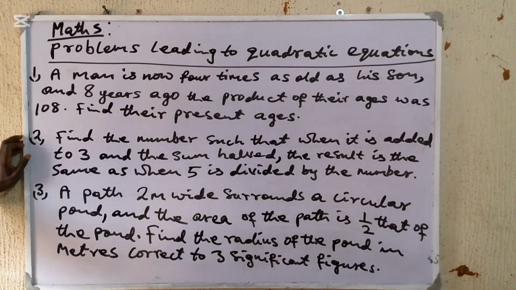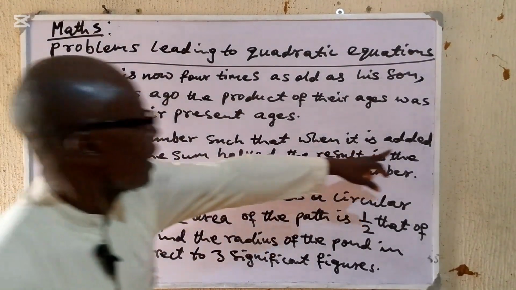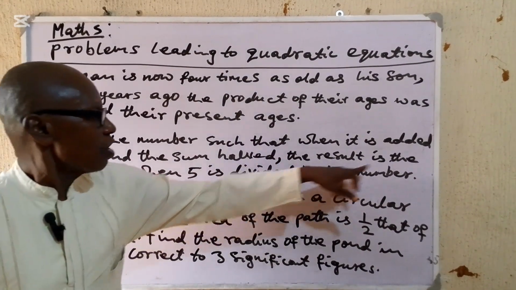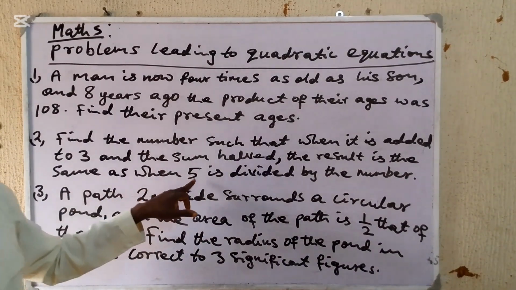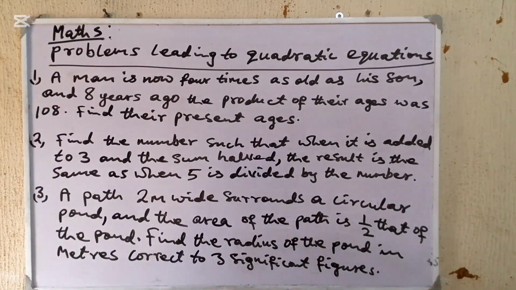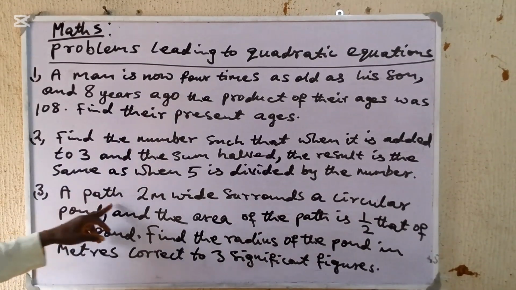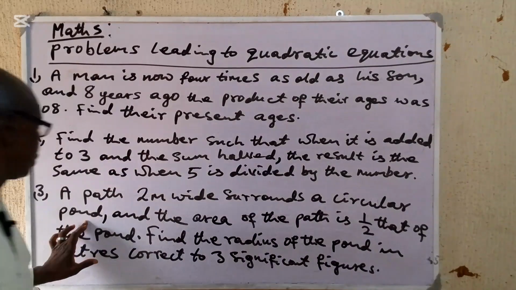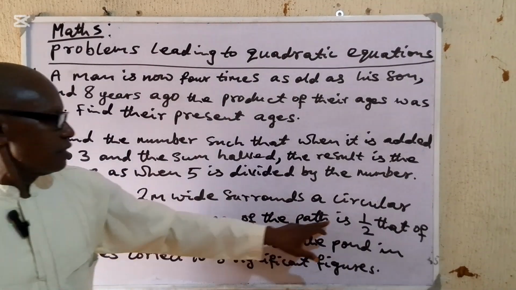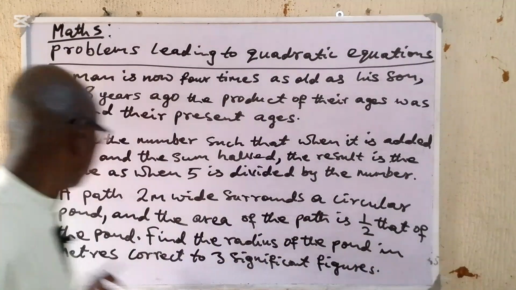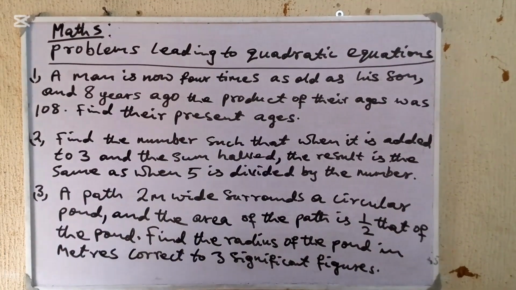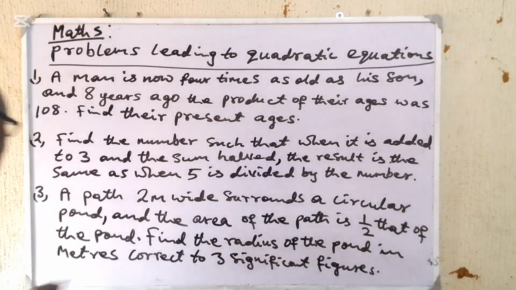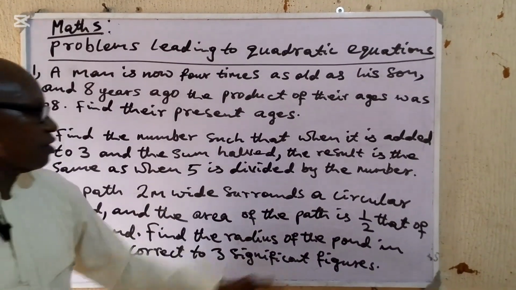Then in number 2, find the number such that when it is added to 3 and the sum halved, the result is the same as when 5 is divided by the number. Then in number 3, a path 2 meters wide surrounds a circular pond, and the area of the path is half that of the pond. Then we're expected to find the radius of the pond in meters, correct to 3 significant figures.